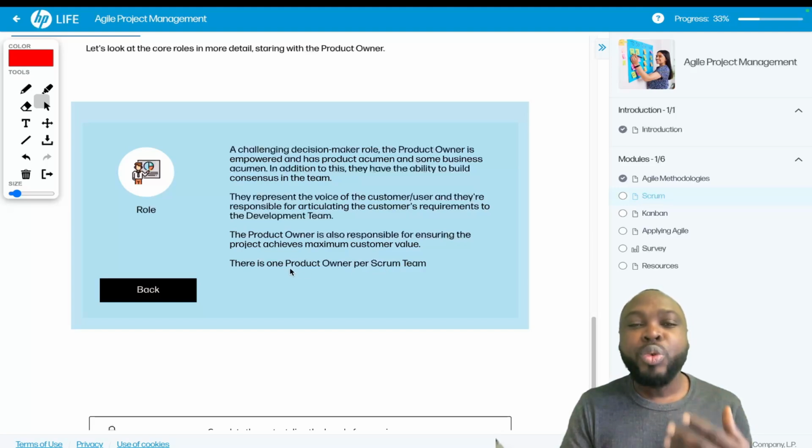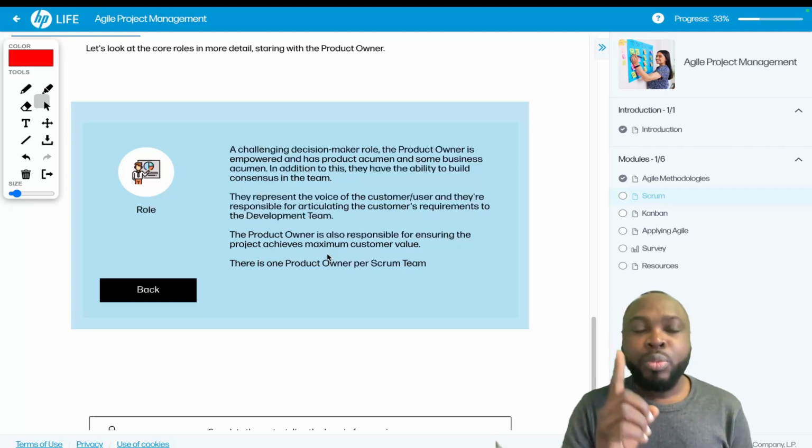The product owner is also responsible for ensuring the product achieves maximum customer value. There is one product owner per Scrum team. So for every Scrum team, there is just one product owner who represents the customer, who is the customer's voice to the team. And all it does is make sure the right feature, the right value is being delivered.